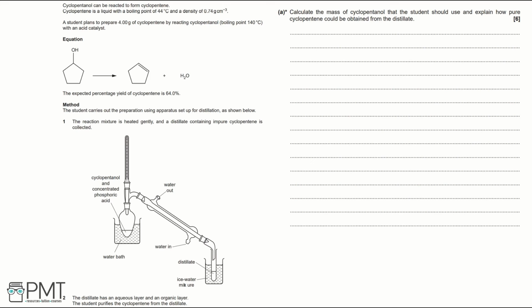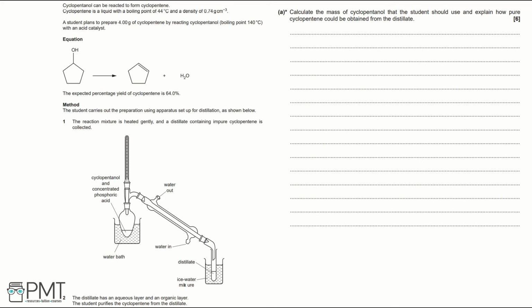The method used is that the student carries out the preparation using the apparatus set up for distillation as shown below. 1. The reaction mixture is gently heated and a distillate containing impure cyclopentene is collected. 2. The distillate has an aqueous layer and an organic layer. The student purifies the cyclopentene from the distillate. Part A. Calculate the mass of cyclopentanol that the student should use and explain how pure cyclopentene could be obtained from the distillate.